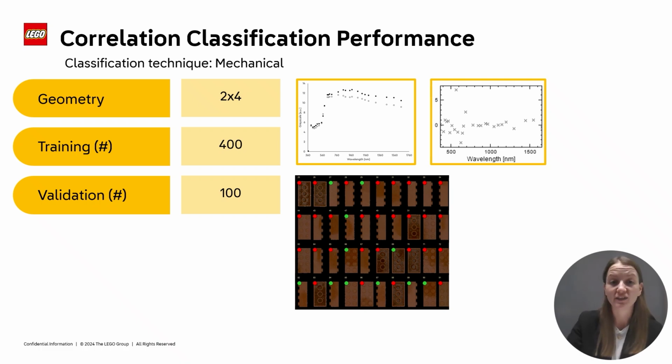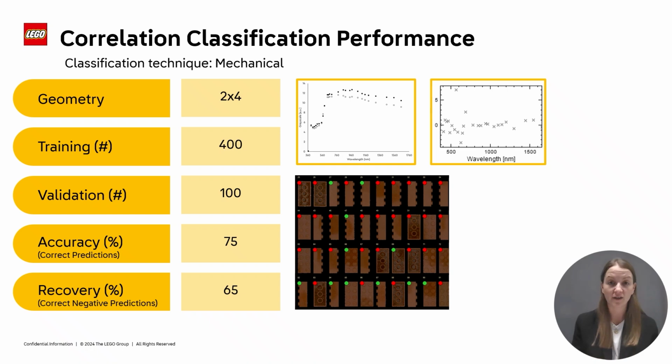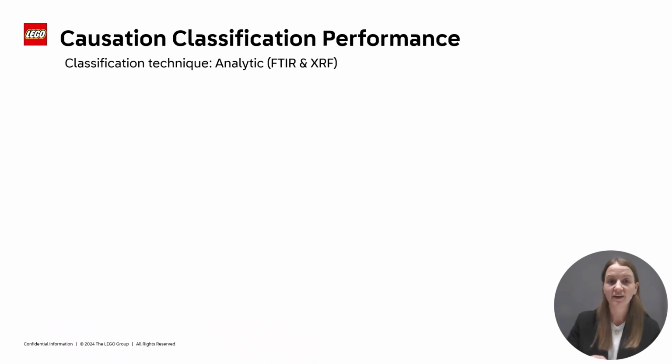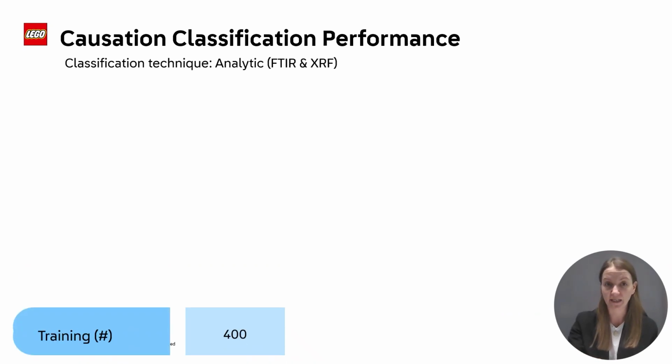This model was then applied to a validation set, and you can see the predicted new being green and old being red here to the right. Based on the predictions, we could calculate the accuracy being the percentage of correct predictions and the recovery being the percentage of correct old predictions. And we got that to 75 and 65. So as a conclusion, we can say we get an above average prediction of old Lego elements using this correlation classification technique. But we would like to see if we could increase it a bit further using the causation-driven classification technique.